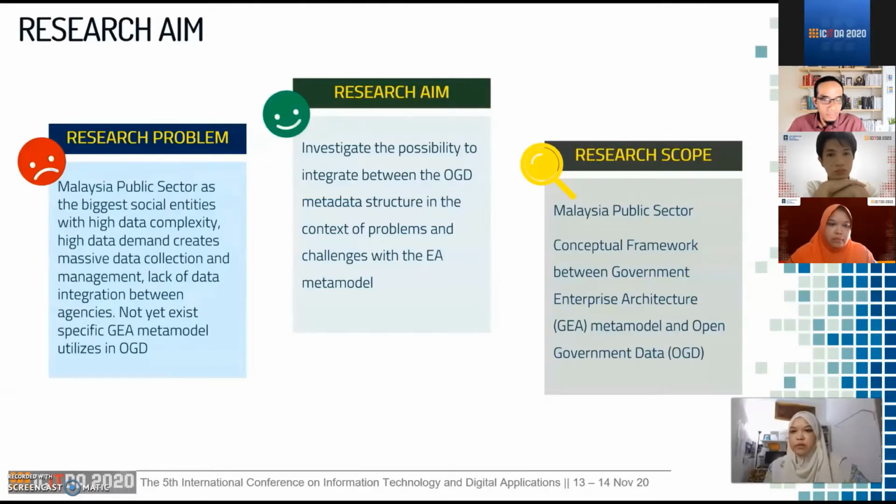The research problem: the Malaysian public sector, as the biggest social entity with high data complexity and high data demand, creates massive data collection and management. The research aim: investigate the possibility to integrate the open government data metadata structure, in the context of problems and challenges, with the enterprise architecture metamodel. The research scope is the Malaysian public sector conceptual framework between the government enterprise architecture metamodel and the open government data.